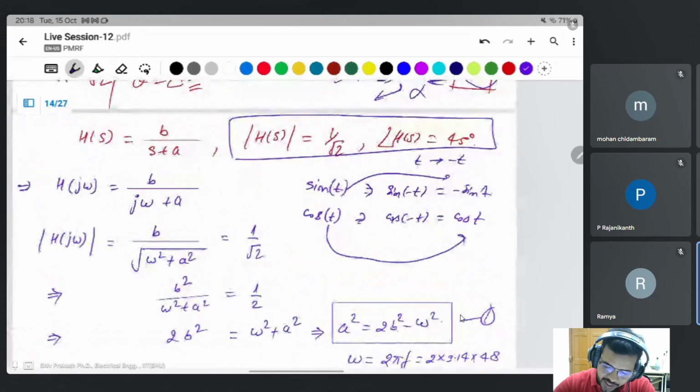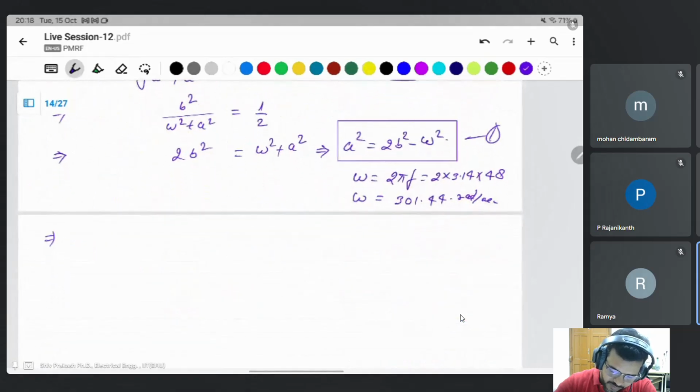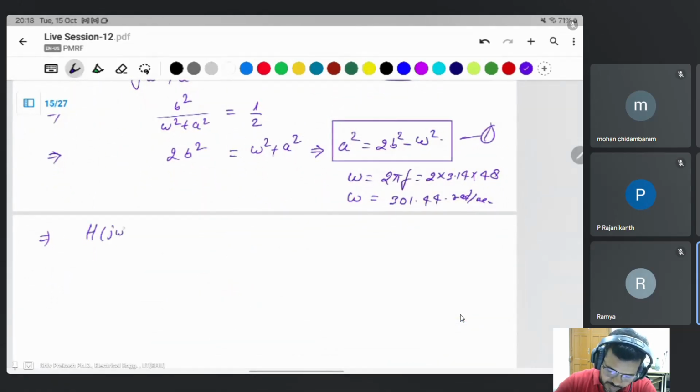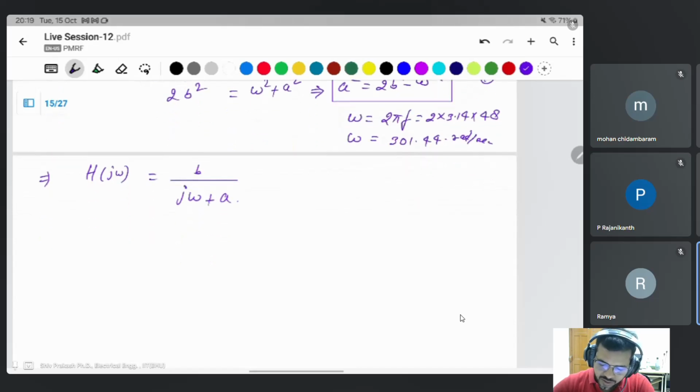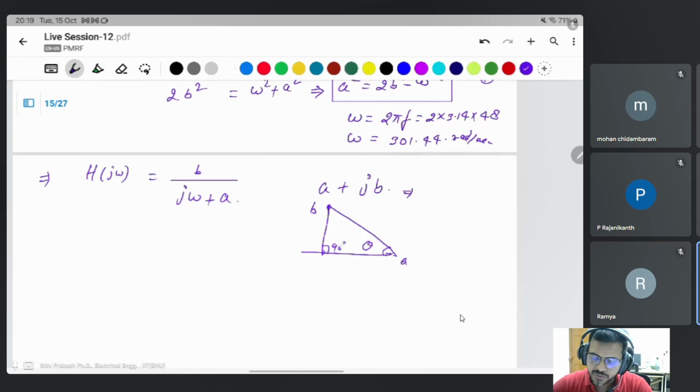Second, you can find from the angle of this one. What is the angle of this one? H(s) is equal to b divided by j omega plus a. Suppose you have a system a plus jb, then what does it mean? Simple, you can say this is the a, this is the b. Angle of this one is theta. The b is replaced by 90 degree because j represents the 90 degree.